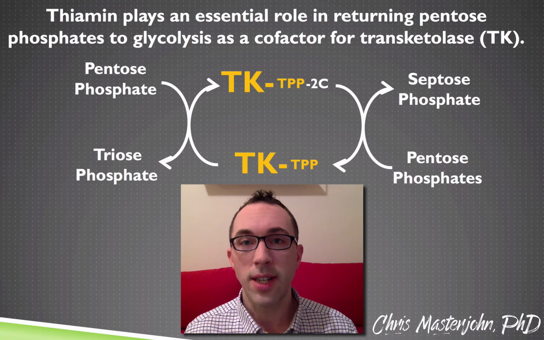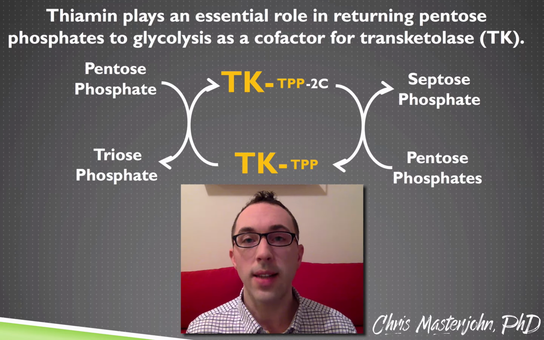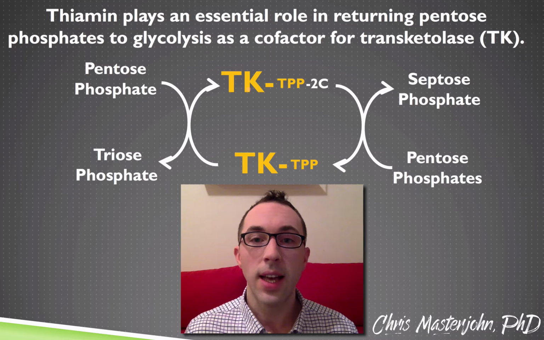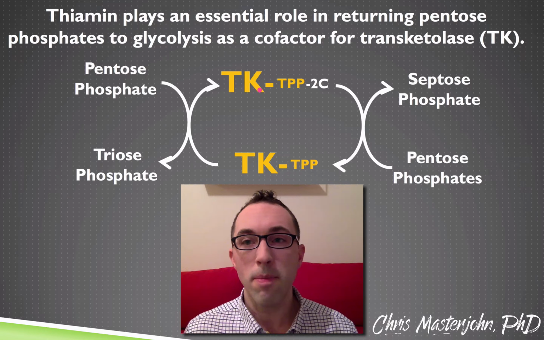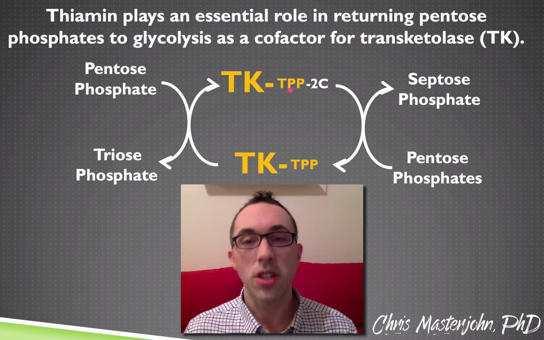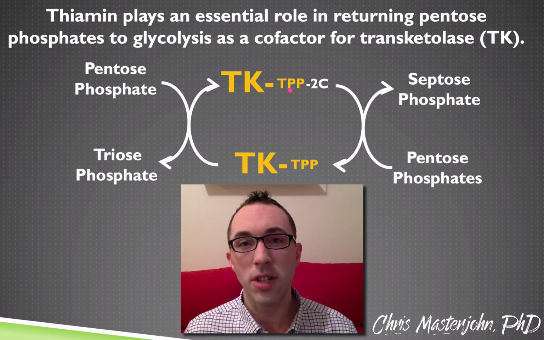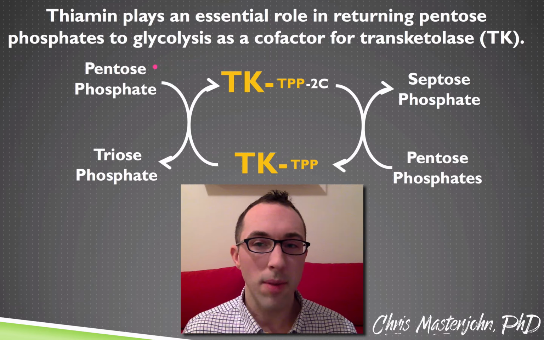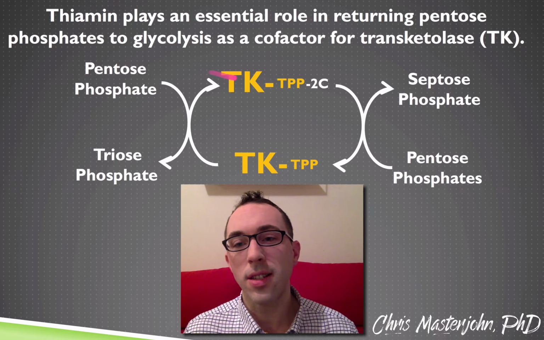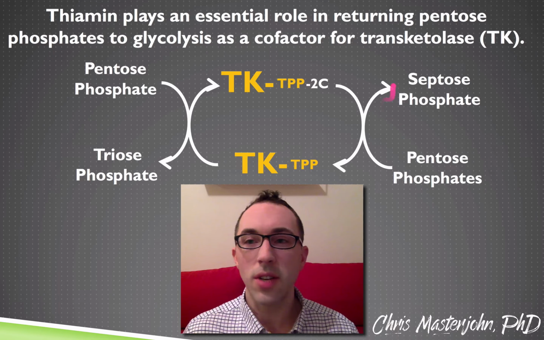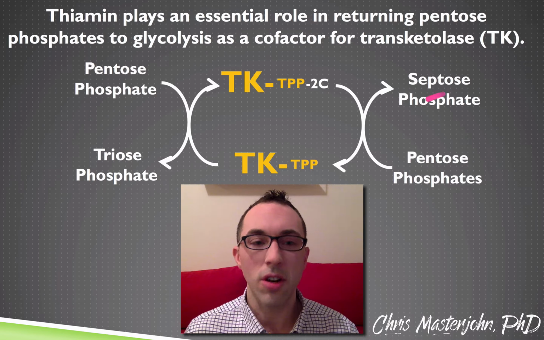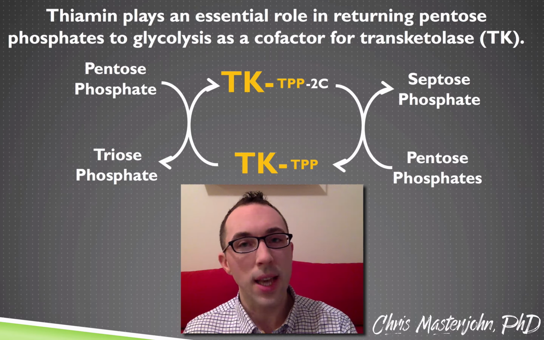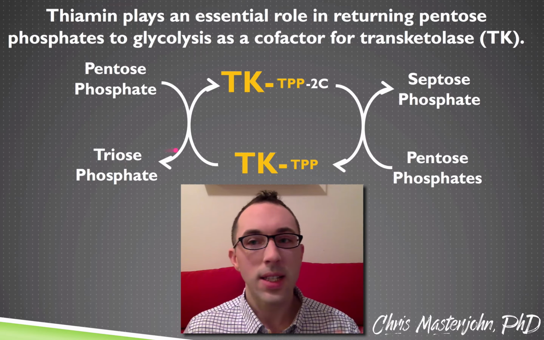But the critical one that we're going to talk about in this lesson is a step catalyzed by the enzyme transketolase. Transketolase is shown on the screen as TK, and it uses a cofactor, thiamine pyrophosphate, TPP, which is derived from the B vitamin thiamine, also known as vitamin B1. Its role is to take a 2-carbon unit away from a pentose phosphate and add it to another pentose phosphate. In the process, you get a septose phosphate, which is a 7-carbon sugar, and a triose phosphate, which is a 3-carbon sugar. That triose phosphate is now ready to get sent back to glycolysis. The septose phosphate is not.